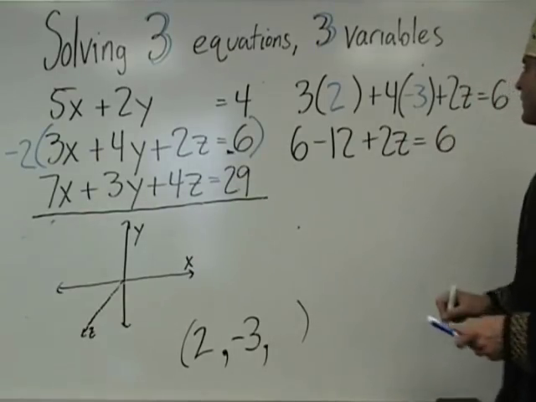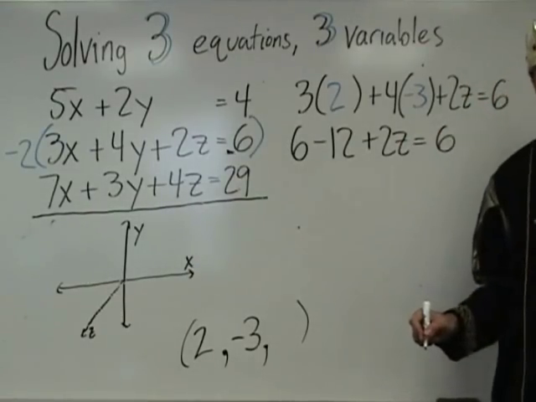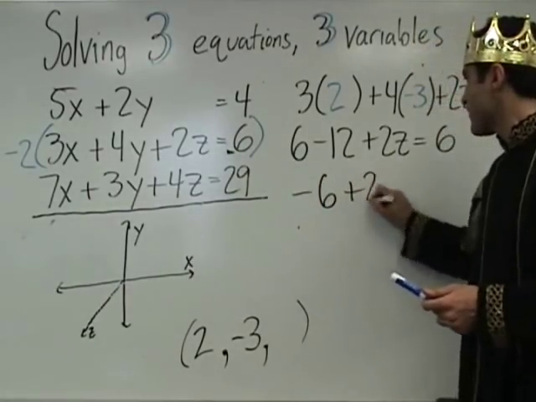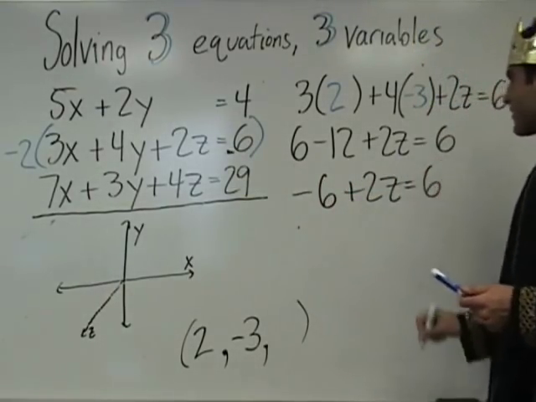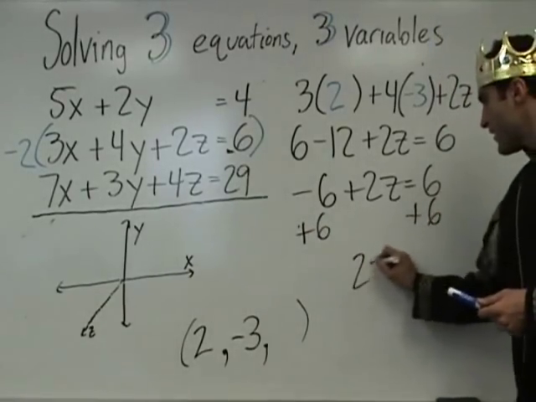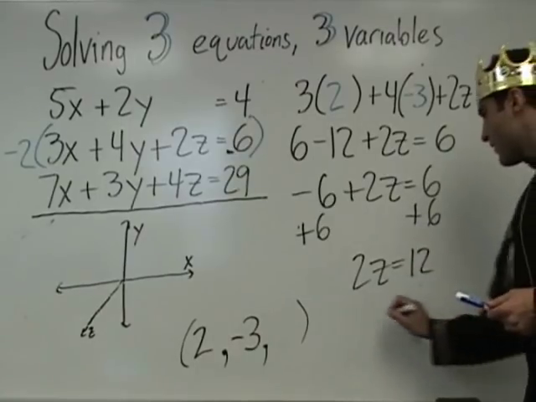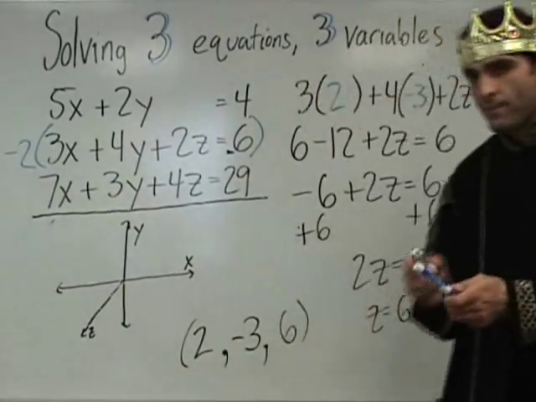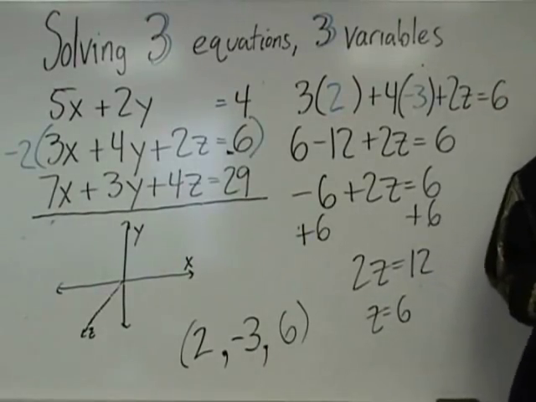Okay, we're almost done, feeling it? Yeah. Okay, negative 6 plus 2z equals 6, plus 6 on both sides. 2z equals 12, z equals 6. These problems don't mess around, do they? No. Two problems, look, it took us a while, you know?